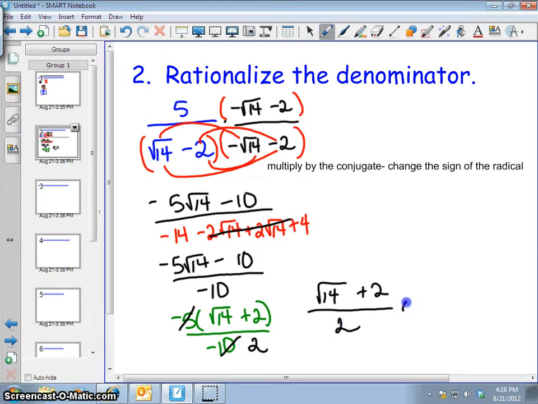Now, some books may separate this and write it as radical 14 over 2 plus 1. And that would be fine. Either answer is acceptable.